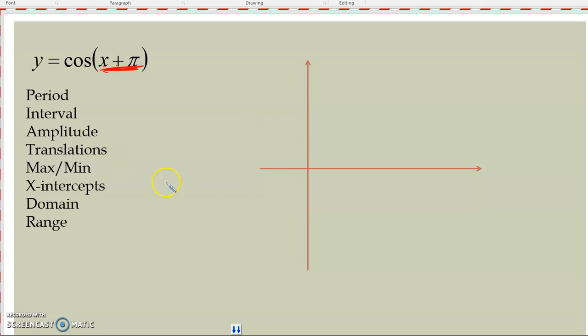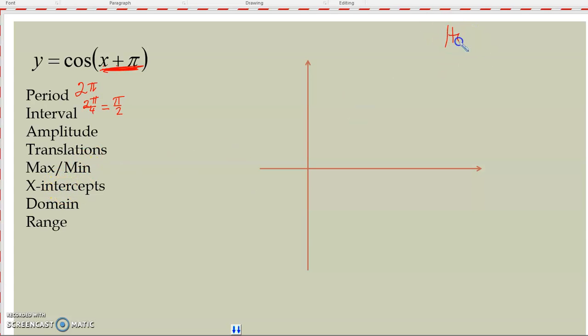So we've got to do our horizontal shifts first, but we want to find out what our intervals are. So our period is 2 pi. We do not have a c value, so that's going to remain 2 pi. And for our intervals, we're going to divide 2 pi by 4. So that gives us intervals of pi over 2.